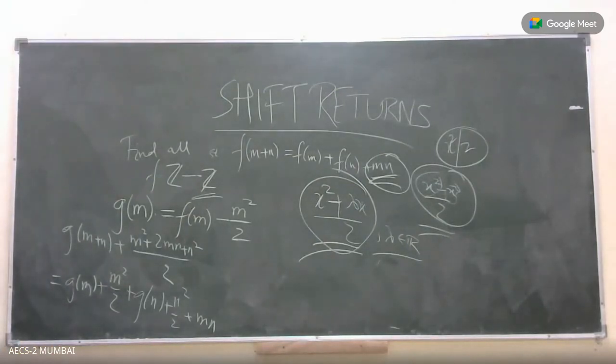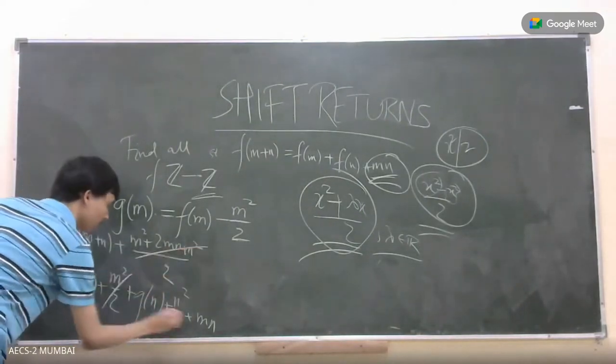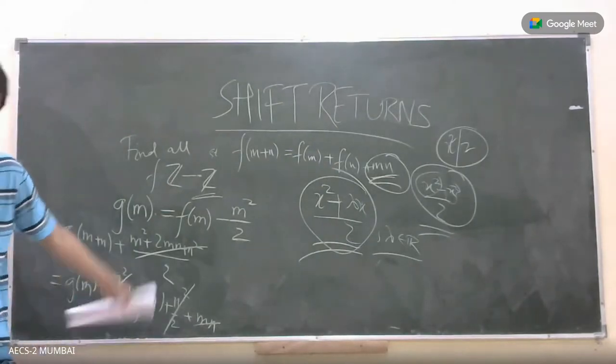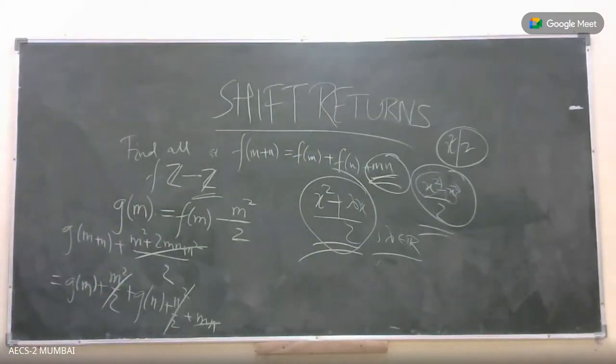Is everyone with me? What do you get? n by 2 plus n by 2. You can just cancel this guy. What do you get? G satisfies the Cauchy's equation.